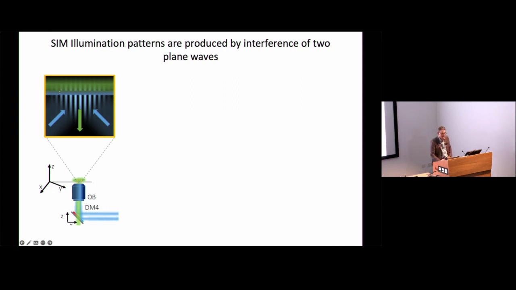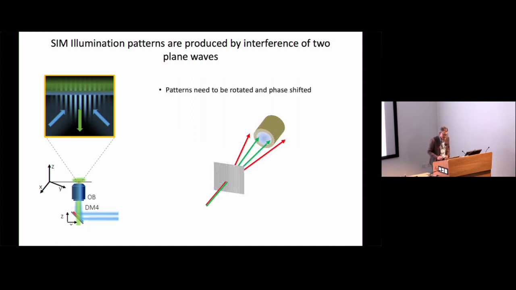So the sample sits here on a cover slip, and we get interference fringes on the sample. And that is what generates the pattern that we use to project. So the way we do this is you use a grating. Most often in commercial instruments, you use gratings. Gratings can be electronically produced, but in essence, you have a grating.